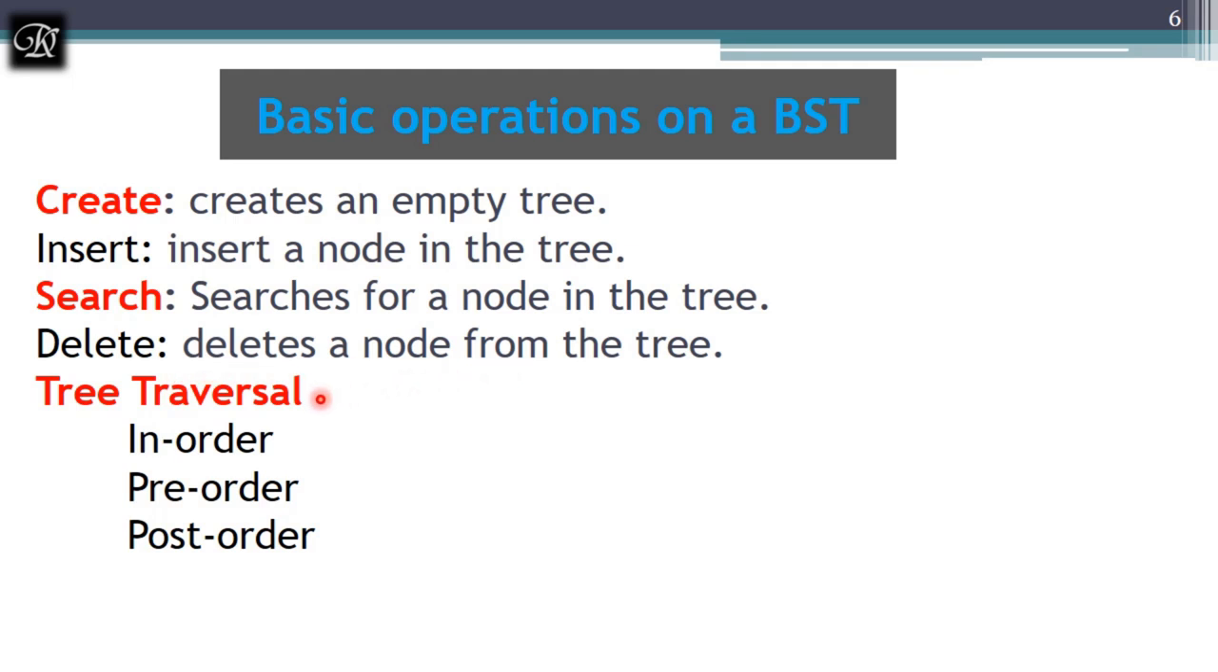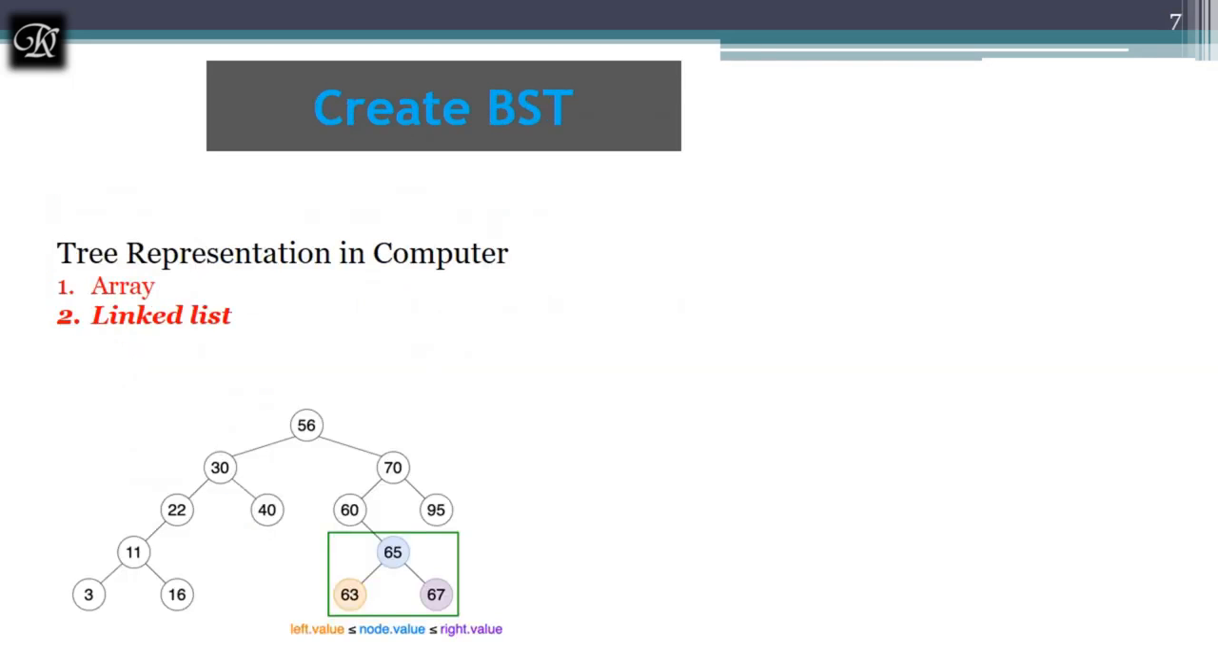And walking through the tree, which means visiting all the nodes in the tree, which we call traversal, is possible with 3 standards: in-order, pre-order, and post-order. But according to the question, we are going to implement creation of the tree, searching for a key element, and tree traversal. We are not inserting an extra element after the creation. We are not deleting any node from the tree. These two are not there in the question, but you are going to learn them from the theory.